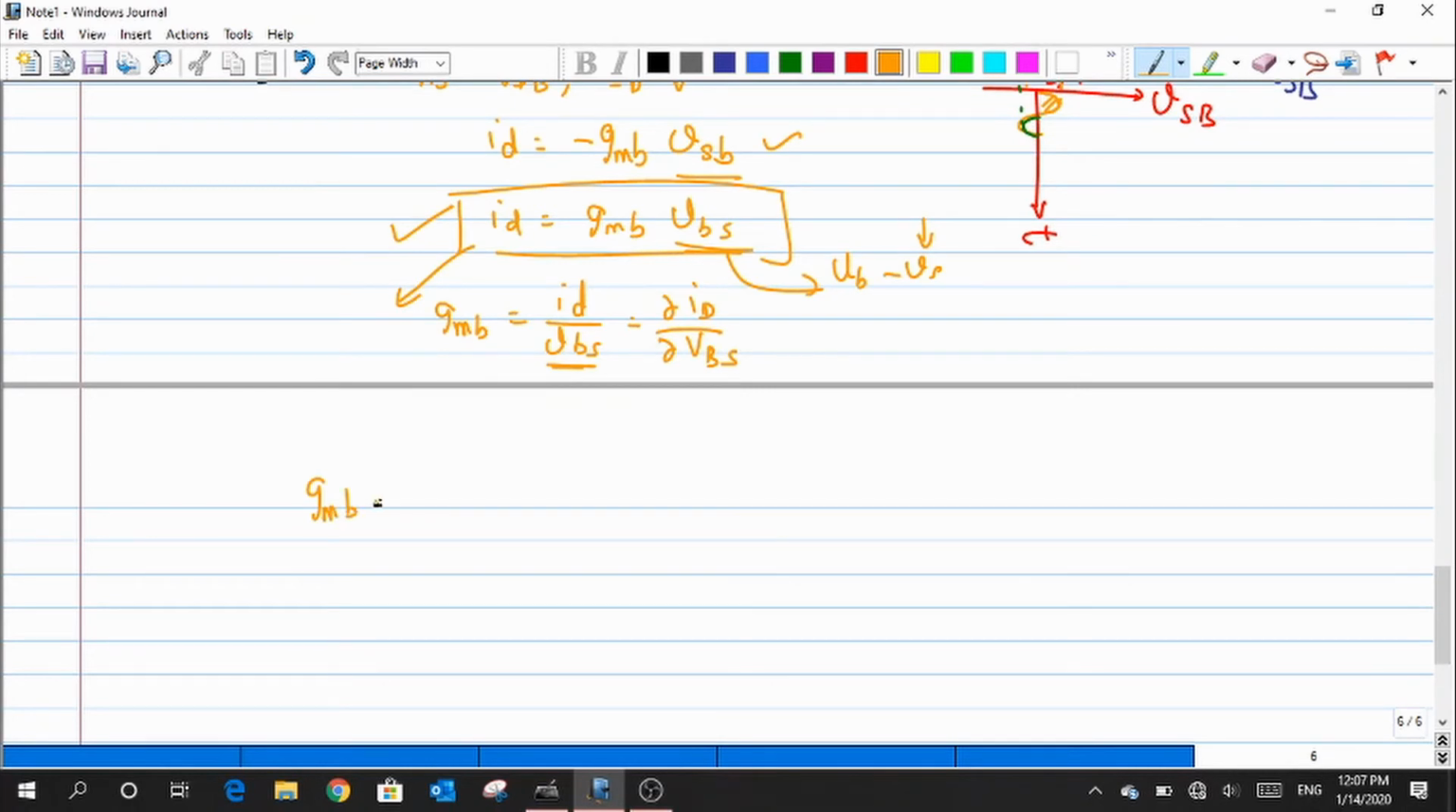So now let us try to derive the value of GMB with respect to dou ID by dou VBS. Now, what is the expression of this ID? Whenever I'm talking about a small signal, which region do I have to assume that this device is operated in? Saturation. So what current do I have to substitute here? The current equation that I normally use for the saturation region, which is half Kn dash W by L. And what type of signal do I have to substitute here? VGS.